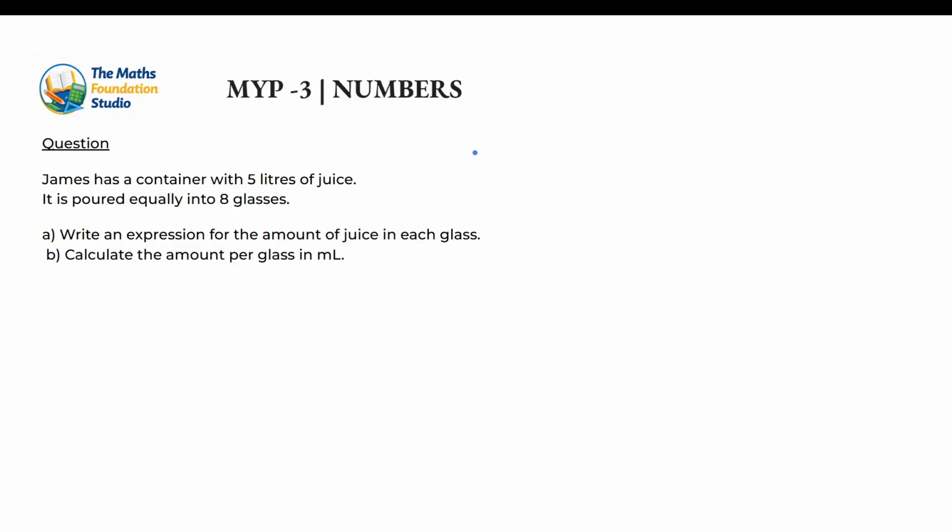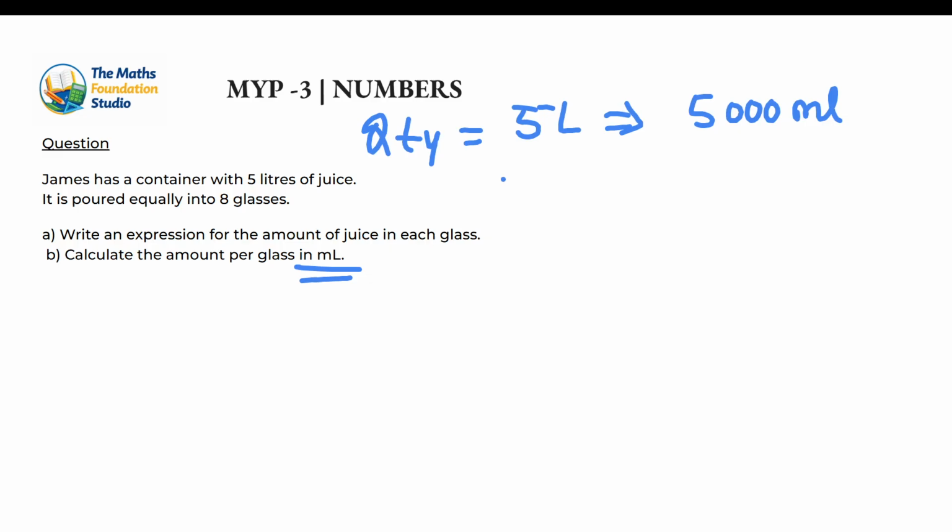James has a container with 5 liters of juice. It is poured equally into 8 glasses. Write an expression for the amount of juice in each glass. Calculate the amount per glass in milliliter. Kindly note the answer has to be in milliliter. Let's try to find the quantity of juice in milliliter. 5 liter would be 5000 milliliter.